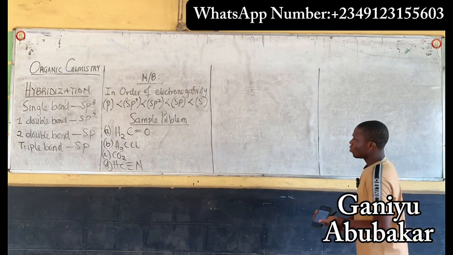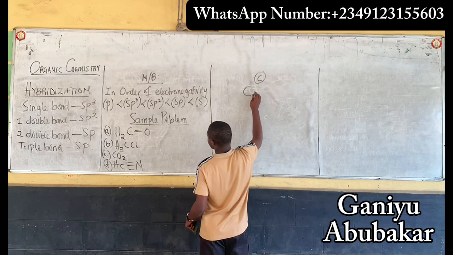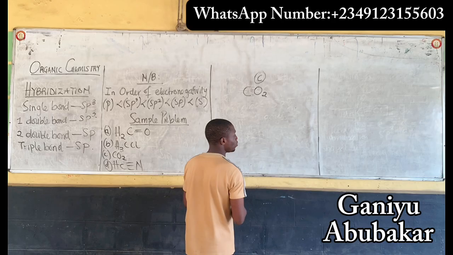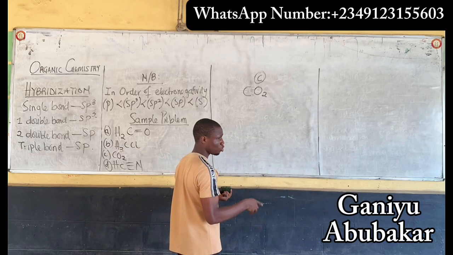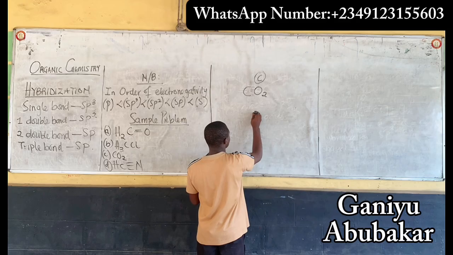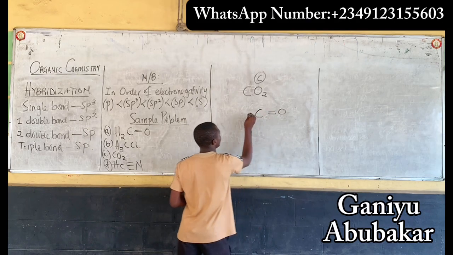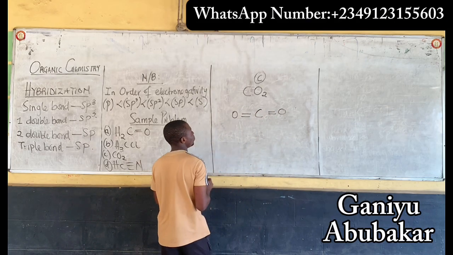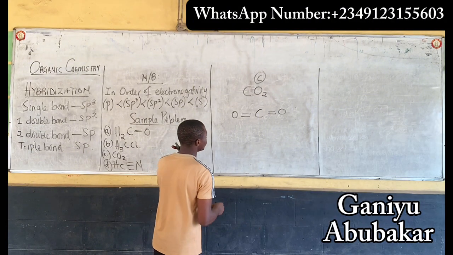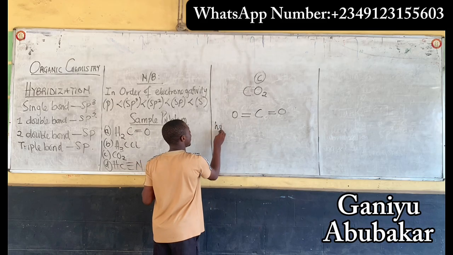All right, for C, I have CO2. For CO2, this is how you draw the structure. I have two oxygens, that's CO2: C, then O, then O.